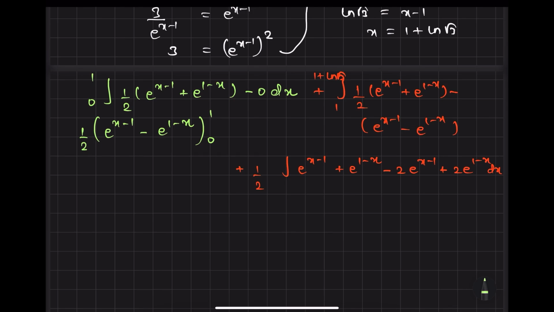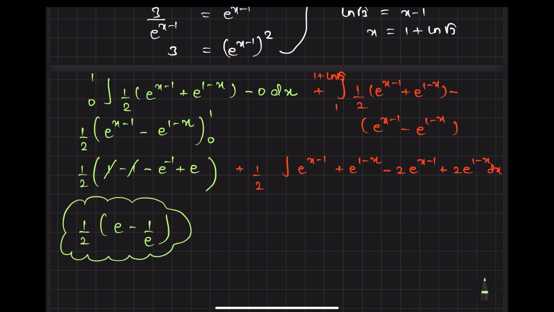Let's handle the green part. So we have 1 by 2, upper limit. So e power 0 is 1, minus e power 0 is 1, and then we have minus lower limit. So e minus e power minus 1 plus e. This thing is gone, so we are left with 1 by 2 e minus 1 by e. So this is the area of the green part.